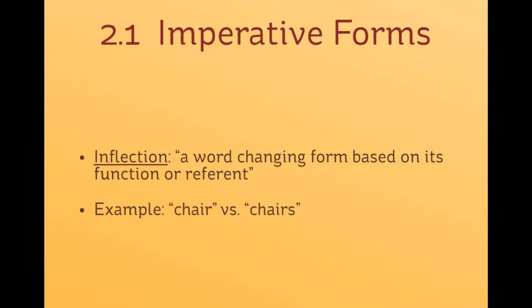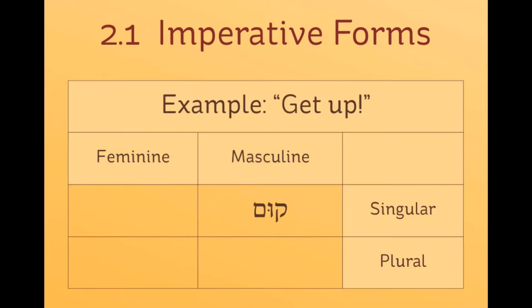The other term is inflection. Inflection can be described as a word changing form based on its function or referent. So this is the distinction between a word and the forms that a word can take. So you have chair versus chairs. This is one word, two forms. The default form is the singular chair, which inflects by adding an S at the end, and then it has a plural referent, chairs. You can put these two together and talk about Hebrew imperatives.